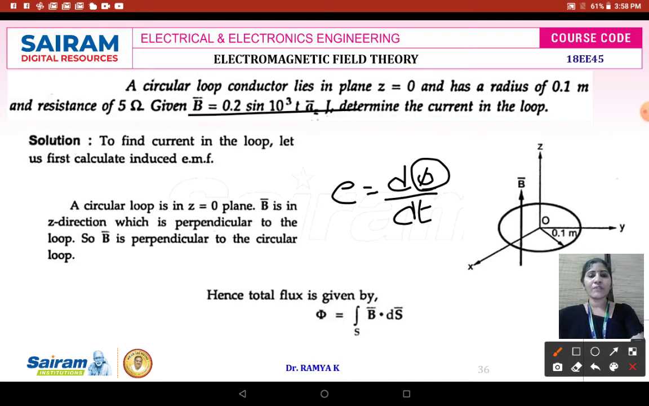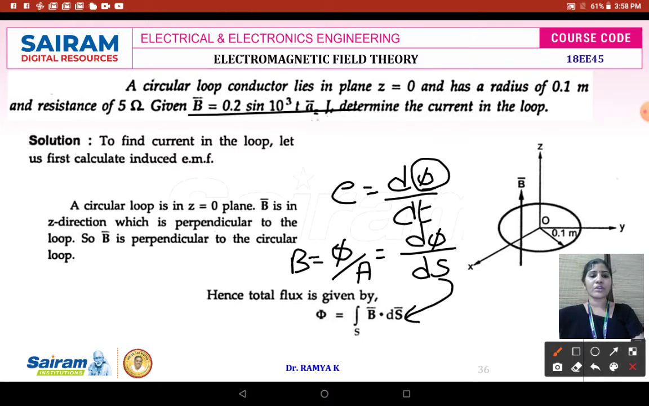Therefore, the flux phi can be identified by using the magnetic flux density formula, where B is equal to phi divided by area. If you have a differential surface area, the flux distribution will also be differential. From this you can write phi is equal to the integral over the closed surface of B dot ds.